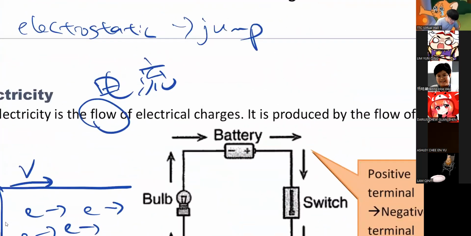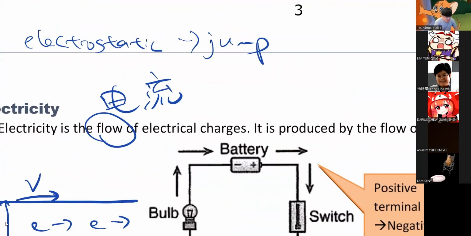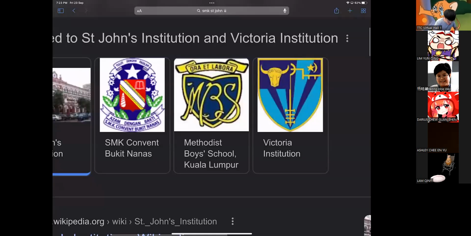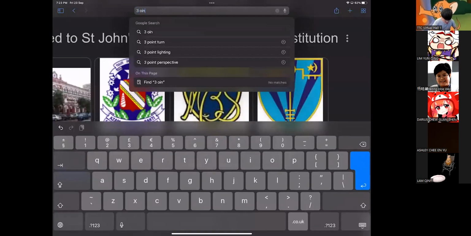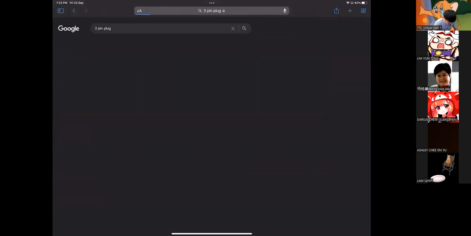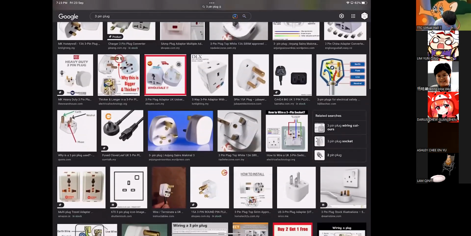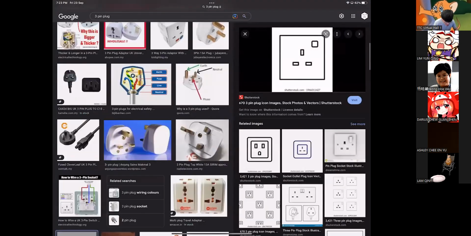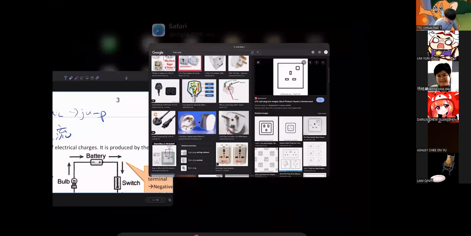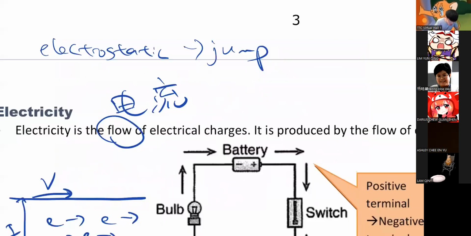So if you look at your house, do you know your house is how many volt? Our house, our plug, you know what's a 3-pin plug? This is our 3-pin plug, right? You plug this into the wall. So our country, our house, unless you live in a factory, our house uses 240 volt.